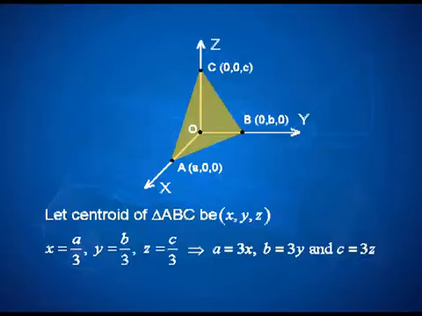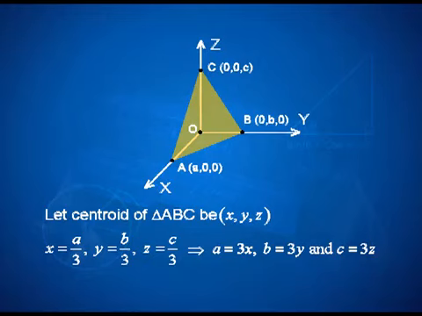So, how do we get the centroid of the triangle in the picture? If I take the centroid of the triangle to be (x, y, z), then by the basic coordinate geometry result and of course the application of the section formula, the centroid should be a by 3, b by 3 and c by 3. Therefore, x must be a by 3, y must be b by 3 and z must be c by 3. So, a, b and c are nothing but 3x, 3y and 3z.